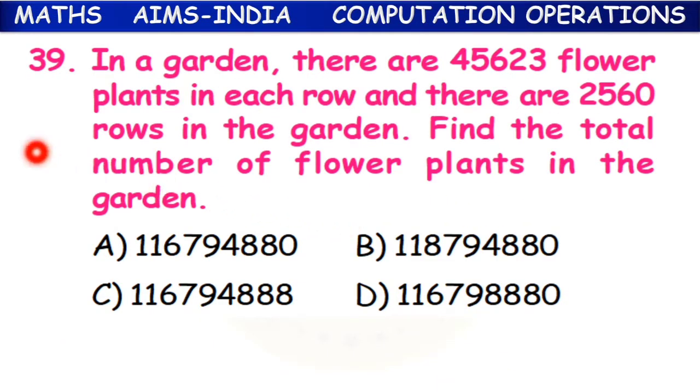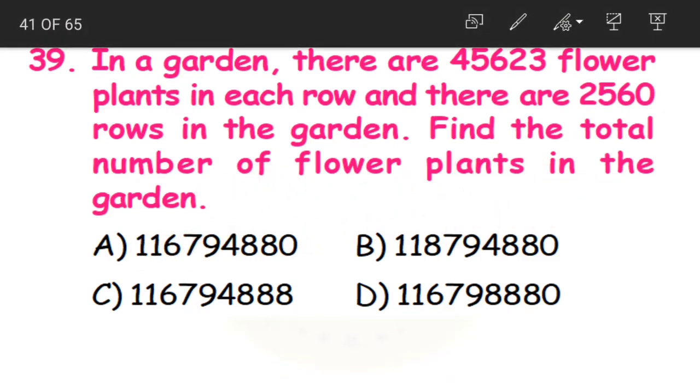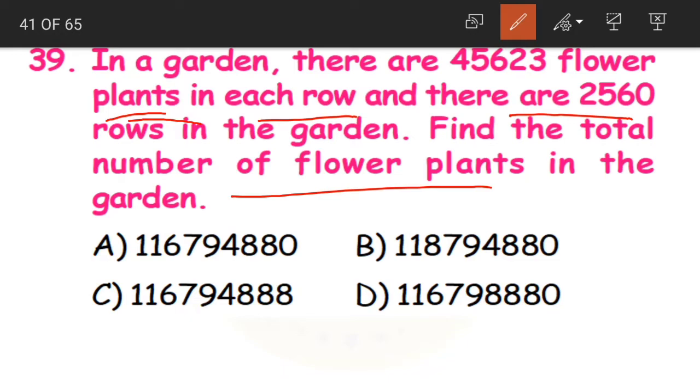Next question number 39. In a garden there are 45,623 flower plants in each row and there are 2,560 rows in the garden. Find the total number of plants in the garden. It is a very simple question, right children? The number of plants in each row is given and also the total number of rows are given. Now we should find out the total number of plants in the garden. How will we do that? The number of flowers in each row multiplied by the number of rows.